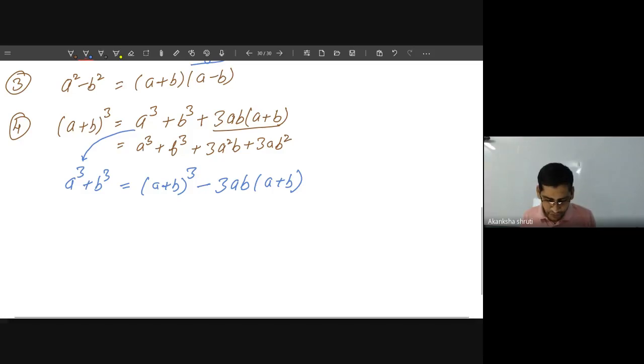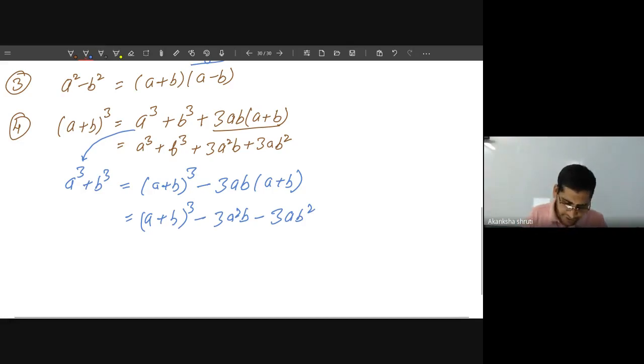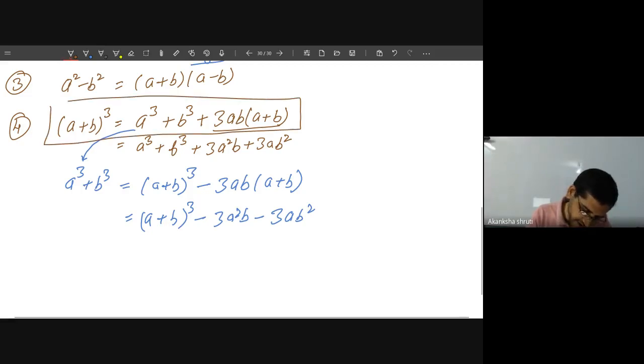So you just keep one thing in mind, and the others you can get quickly. Or it is like (a plus b) whole cube minus 3a square b minus 3ab square. So student, no need to mug up different forms. My advice is that you just keep in mind only one form of the identity, like this one, which is the most general. You can quickly rearrange it to get the other forms.